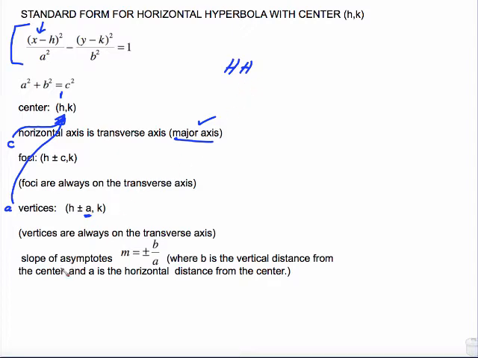Now here, this is a little different than the last video. We're only going to talk about the slope of the asymptote. So I'm not going to ask you for the whole equation of the asymptote. We're just looking for the slope. The slope is found by plus or minus b over a.